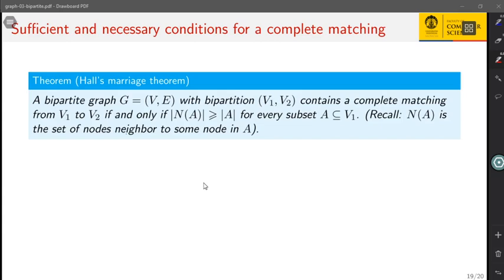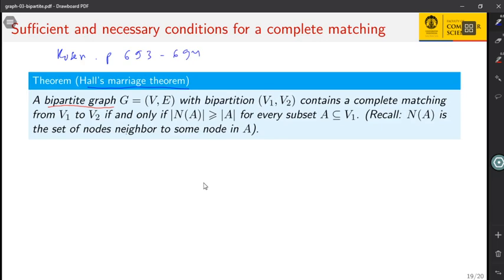Now we are at the point where we look at sufficient and necessary conditions for a complete matching to exist. So in a bipartite graph, I should say, right? So only in a bipartite graph. This is called Hall's marriage theorem. You look at this in Rosen, pages 693 and 694.